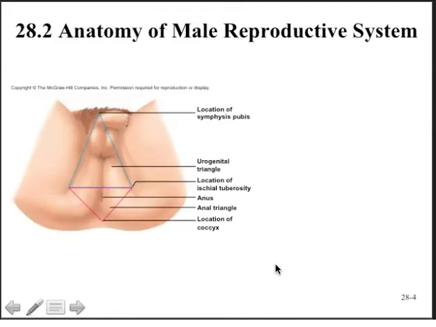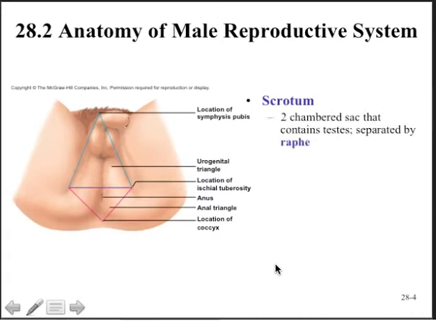If we look at the male external reproductive anatomy, visible is the scrotum, which is a two-chambered sac that contains the testes, which is separated by the perineal raphe. Okay, you can see here the raphe running essentially from the anus all the way to the base of the scrotal sac, and also bifurcating the scrotum.